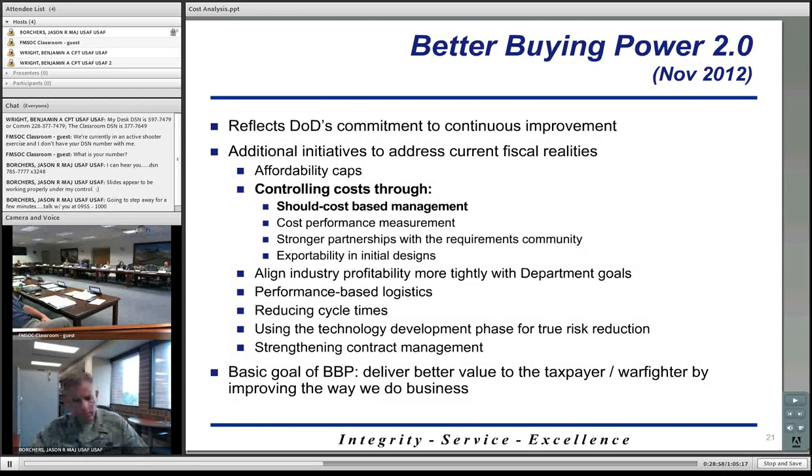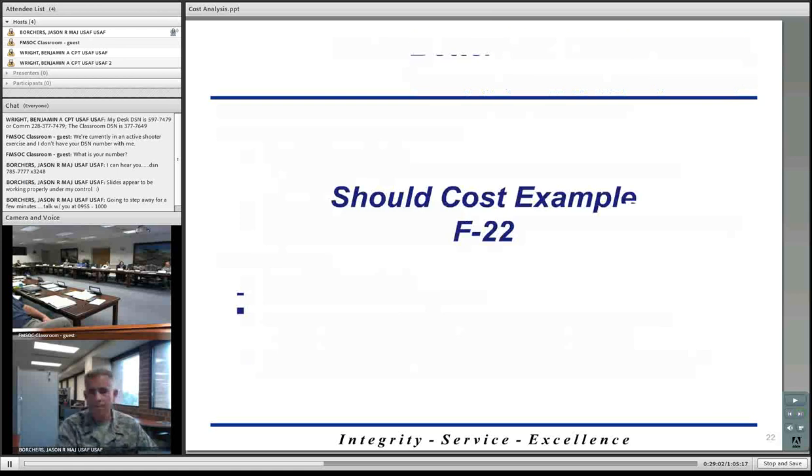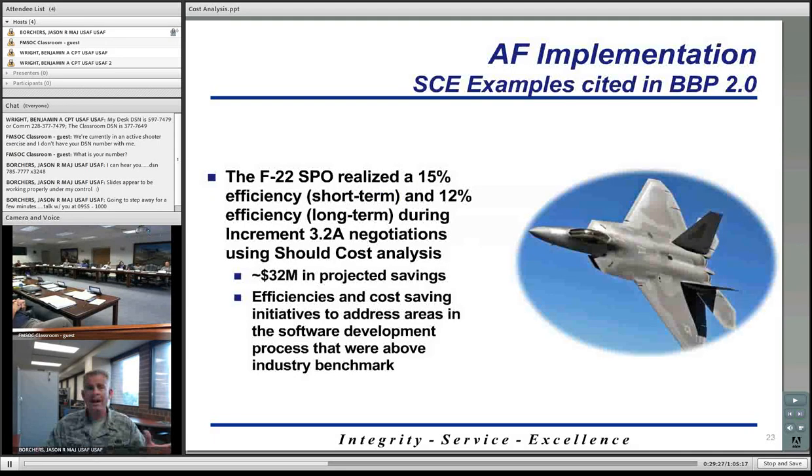So what we've got now is a should cost example. This came to us from the F-22 program office. It was highlighted in Better Buying Power 2.0, and we actually had the pleasure of having the CFO for the F-22 program office come and speak at one of the classes that we teach, that being QMT 490. We had her come and speak on really what happened with the F-22 program.